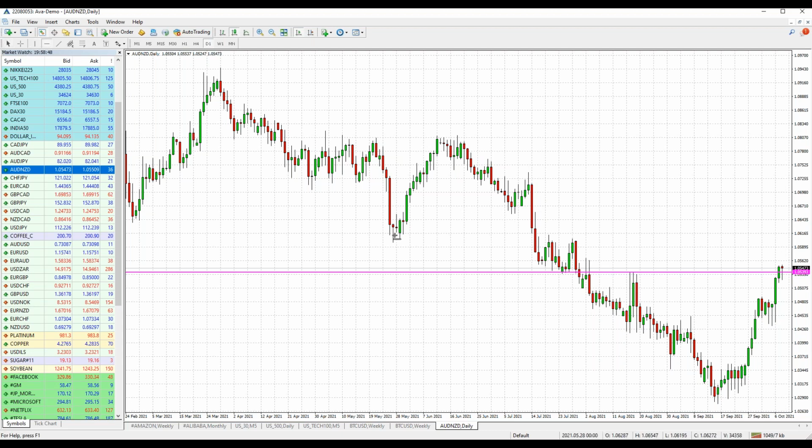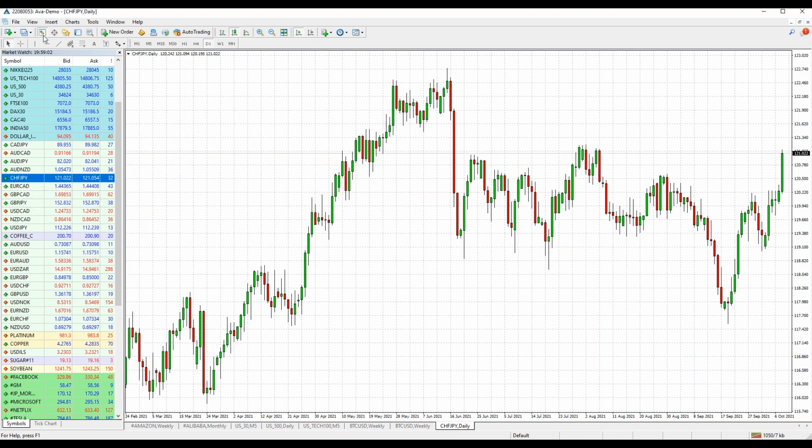Let's see, potentially we continue to the 106 area, and that's about 50 pips from now. Okay, so that's Aussie NZD. CHF JPY, same thing. We're coming to strong levels over here.